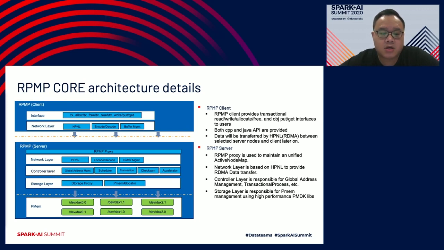And the controller layer is responsible for global address management and transactional processing. It also provides a set of accelerators, which can do sort, merge, etc. The storage layer is responsible for allocating and writing the data to the persistent memory device directly. It uses the user-space PMDK library, so it bypasses the file system directly.